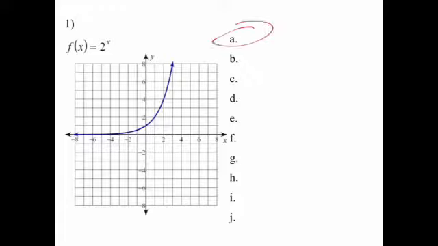On part A, you need to get the domain. That's how far left and right it goes. What are the possible x values you can have? Well, my function goes left forever, and it goes right forever. And so my domain goes from negative infinity to infinity.